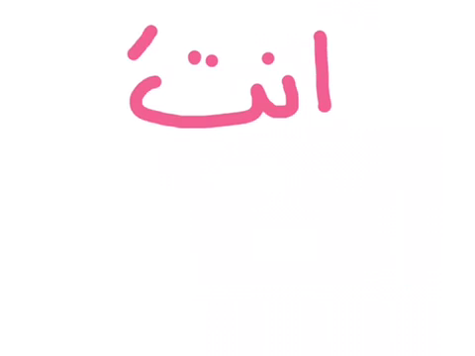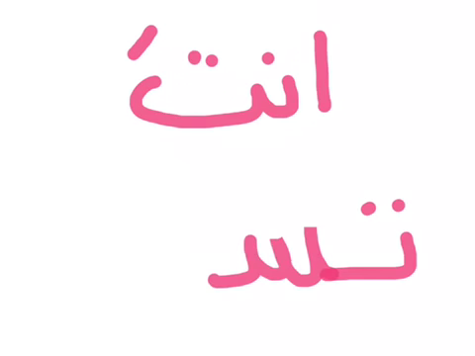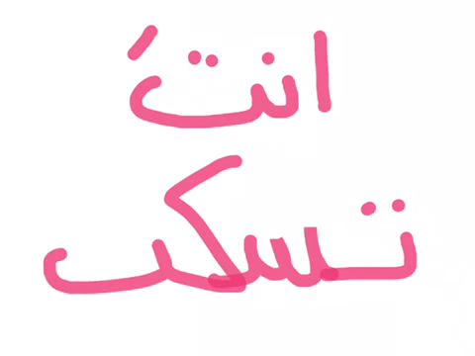If we want to conjugate the verb for enta, we need to add a ta at the beginning, then our three root letters, and a dhamma at the end. Teskunu, enta, teskunu. You live. And this is the masculine form.